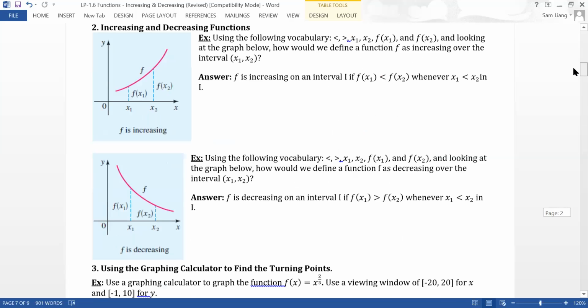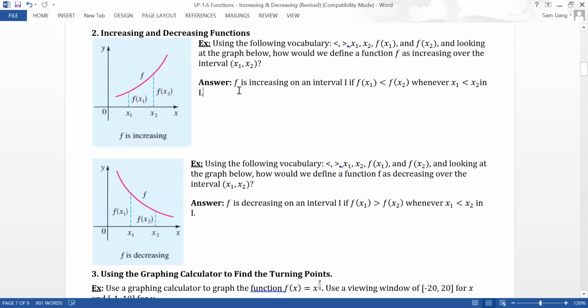Here we are. Okay, all right, we're over here. So this is the definition of an increasing function. Remember, please copy this. F is increasing on an interval I if f of x1 is less than f of x2. Okay, so the value of f of x1 is less than the value of f of x2 here whenever x1 is less than x2. Okay, so whenever you move from x1 to x2, it's increasing, right?